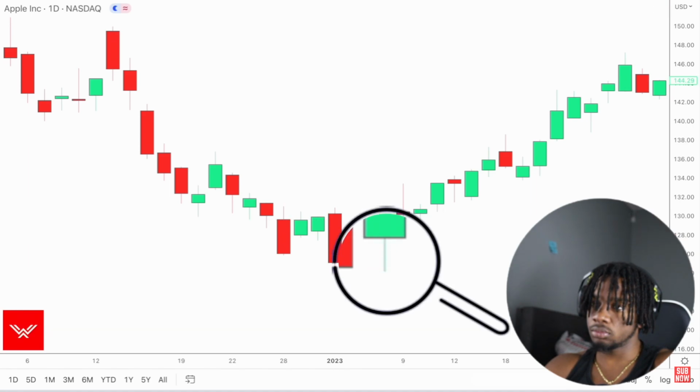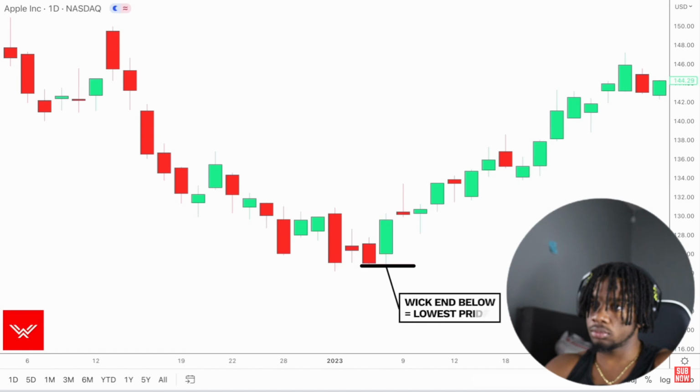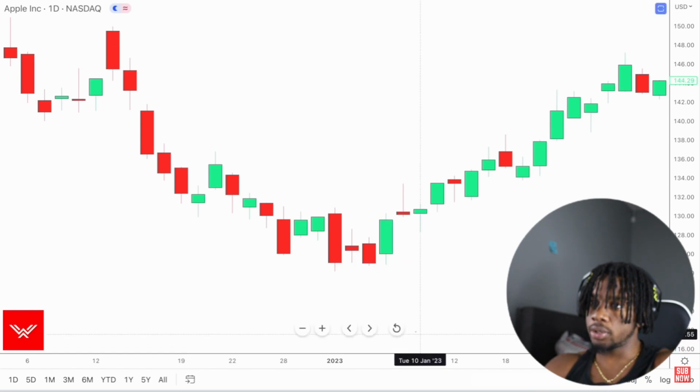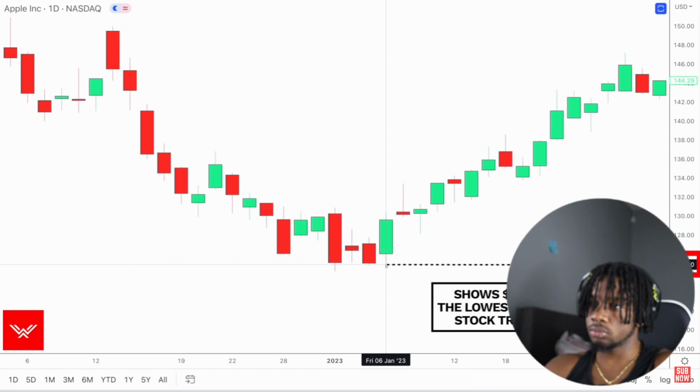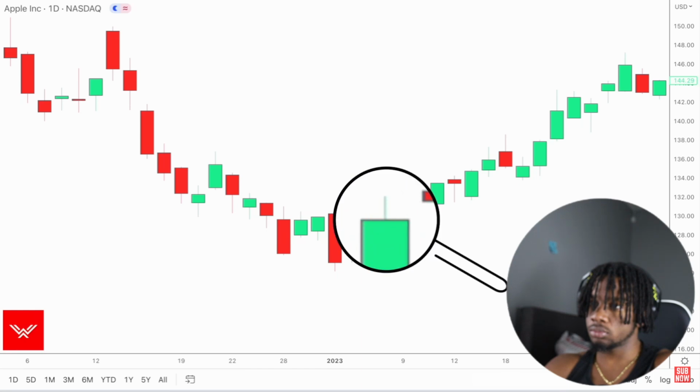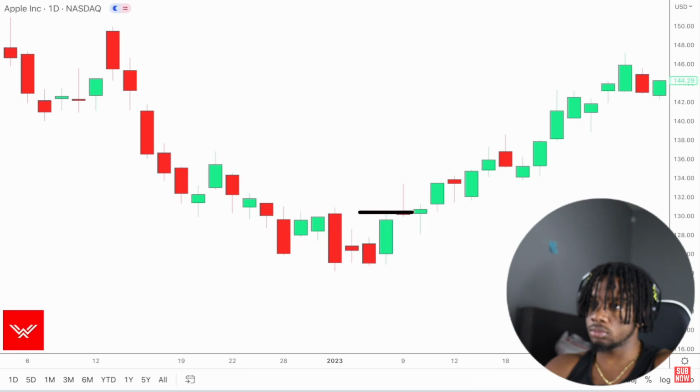Now, the wick below is the lowest price that the Apple stock reached that day. Place your mouse at the bottom of the wick, and it shows $124.90 as the day's lowest price. Now the wick above is the highest price that the Apple stock reached that day.